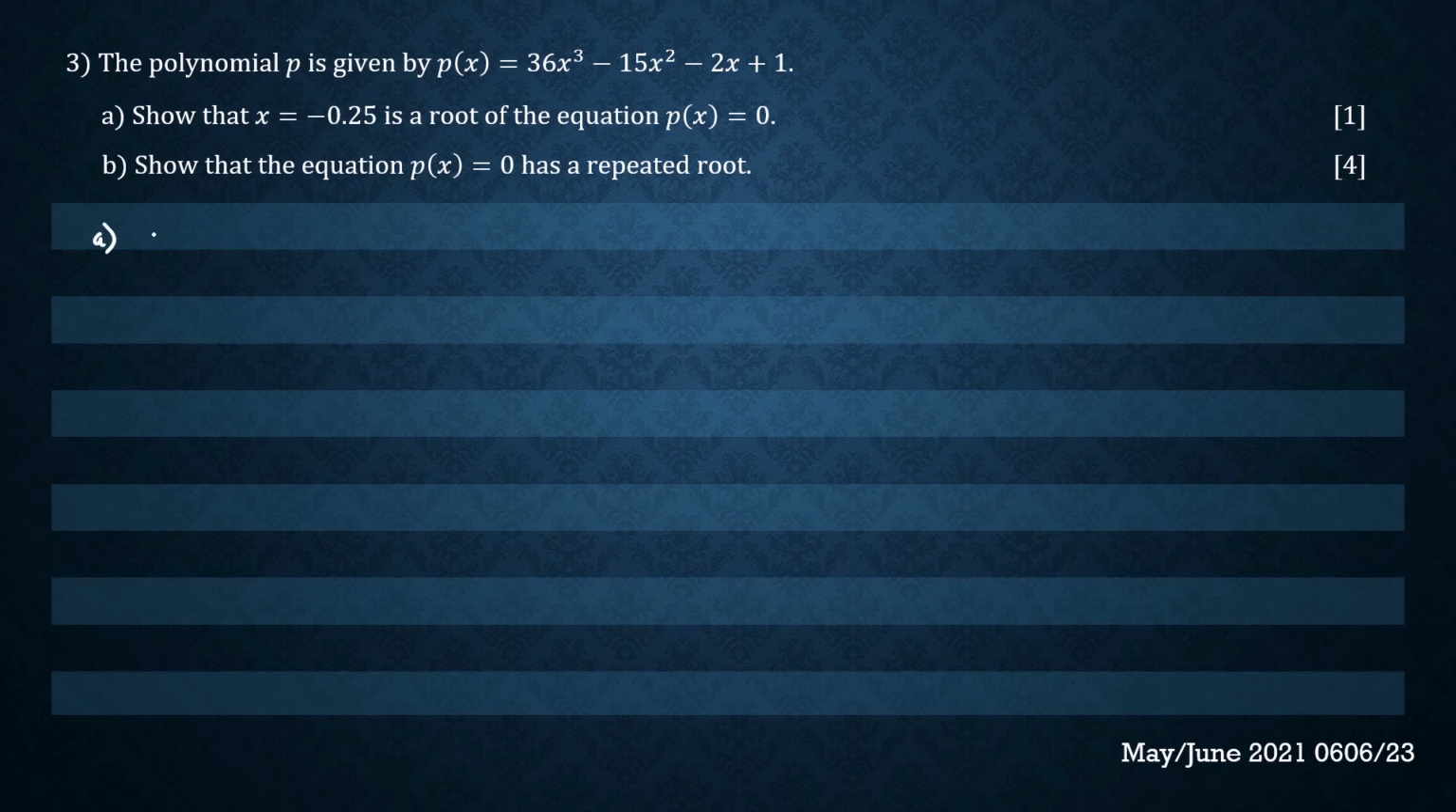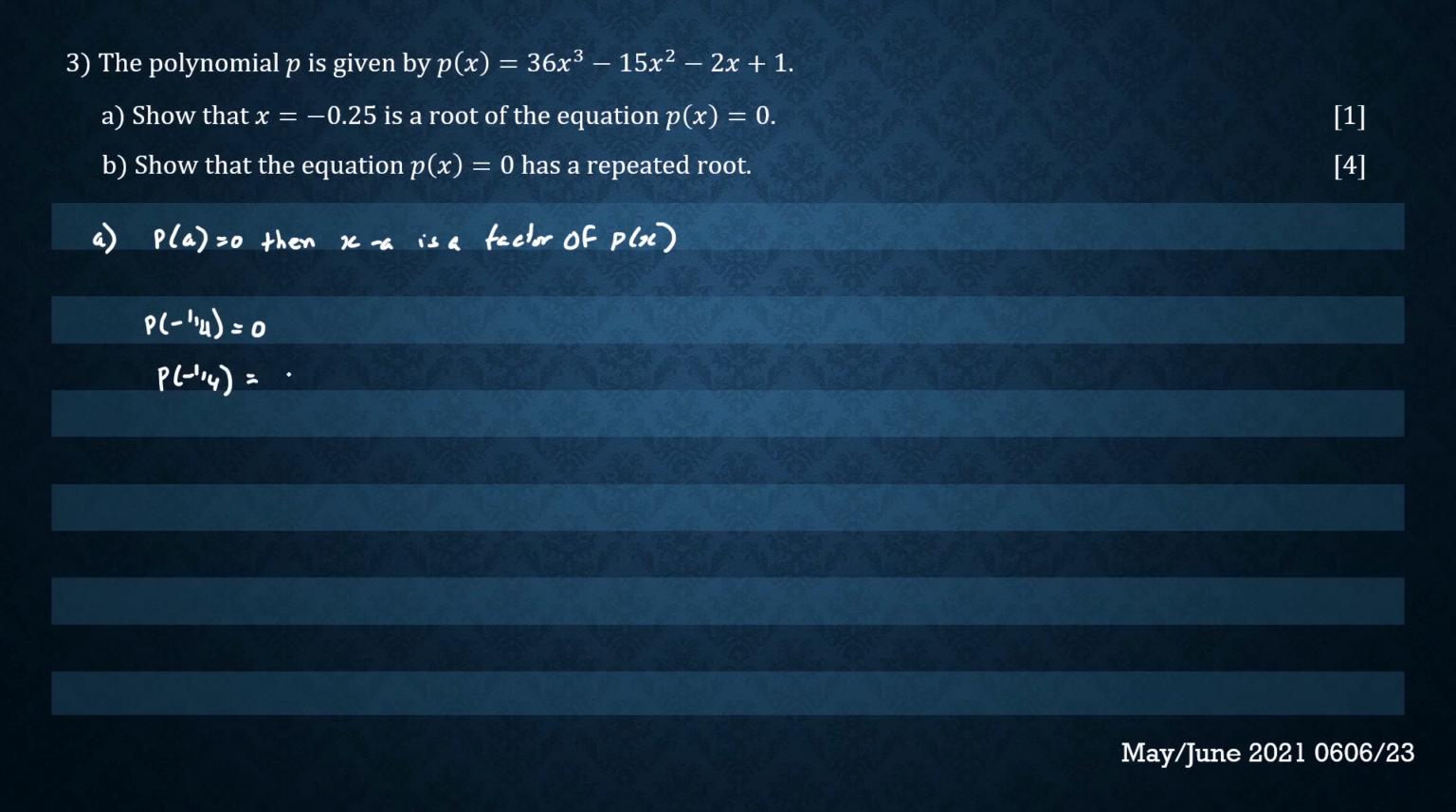So let's write the factor theorem first. If p(a) = 0, then x - a is a factor of p(x). So for part A, we need to show that p(-1/4) = 0. So we need to show that when we substitute -1/4 into the polynomial, we'll get 0.